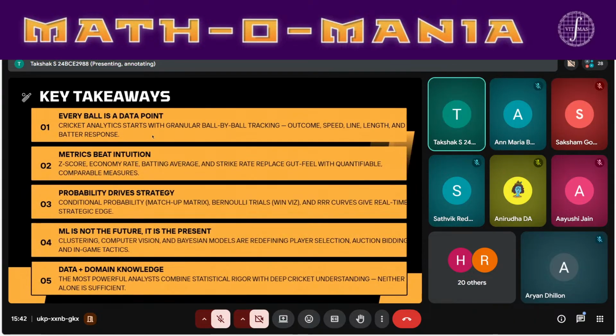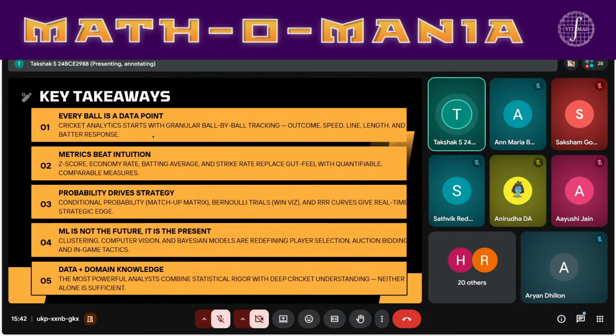And let us close this out with five core principles. Think of these as the five things you should walk away remembering from everything we have covered today. The first one is every ball is a data point. Cricket analytics starts at the most granular level possible.